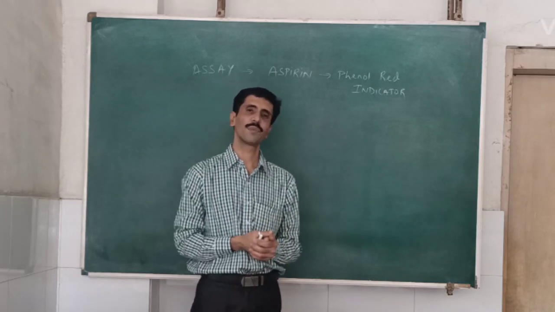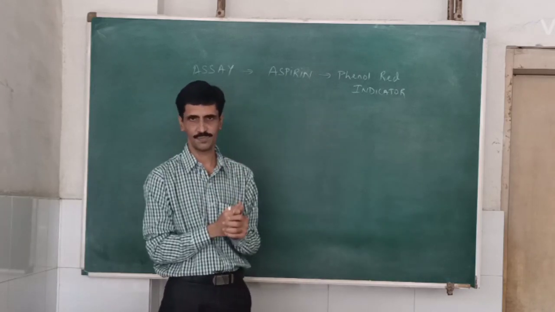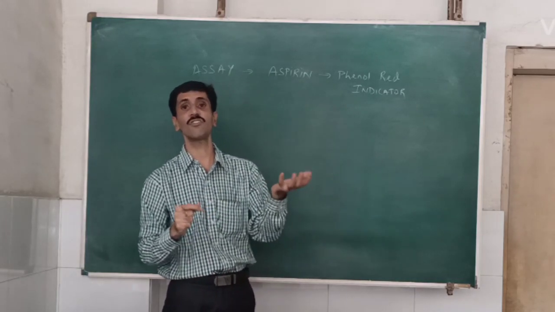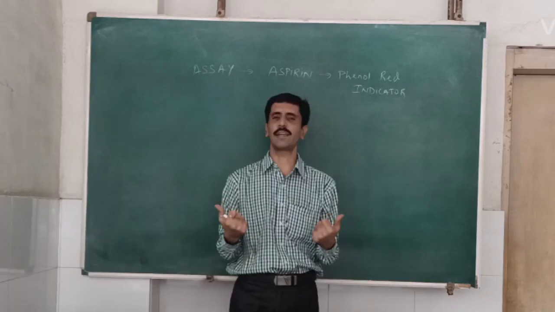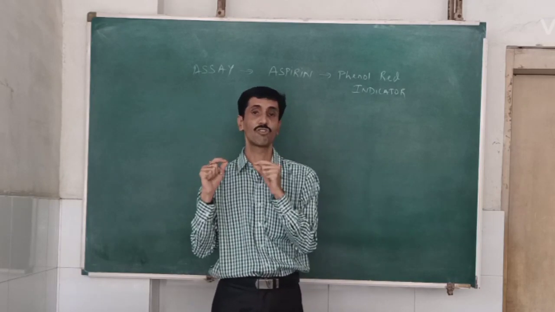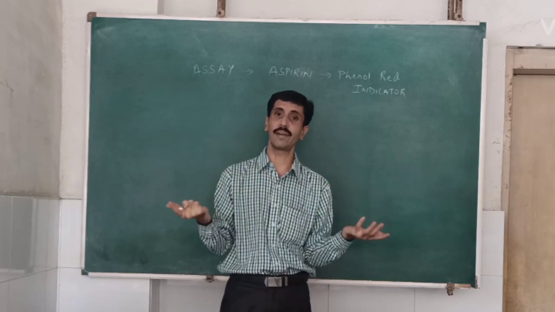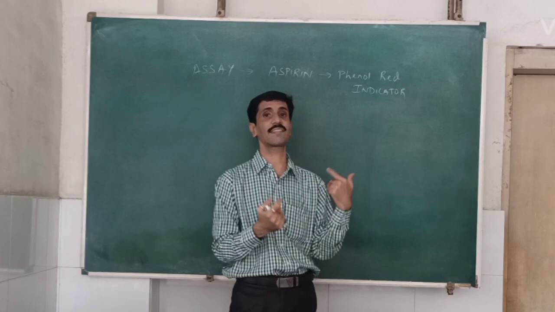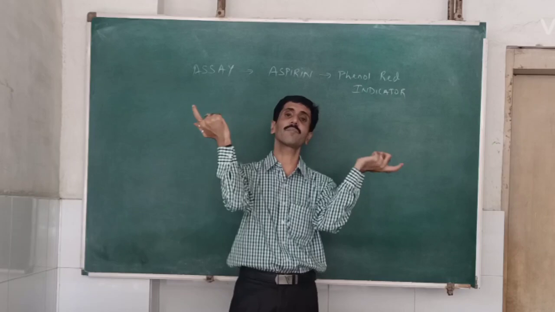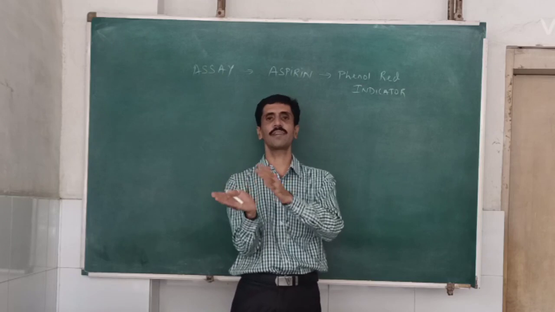This entire process of analysis is in two parts. Part one is standardization, and part two is estimation. Aspirin, as I told you, is acetyl salicylic acid. Since it is an acid, if I want to find out its purity by a volumetric technique, it has to be titrated against a base. The easiest and first base that comes to mind is NaOH. So we have to titrate this aspirin with NaOH.